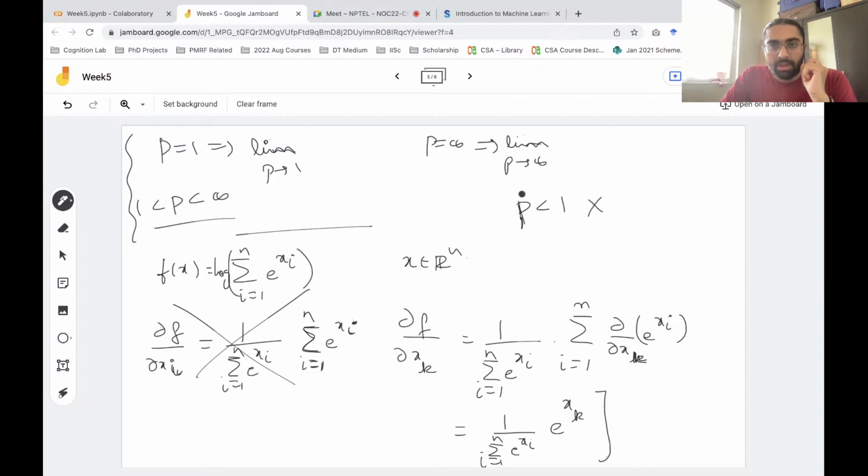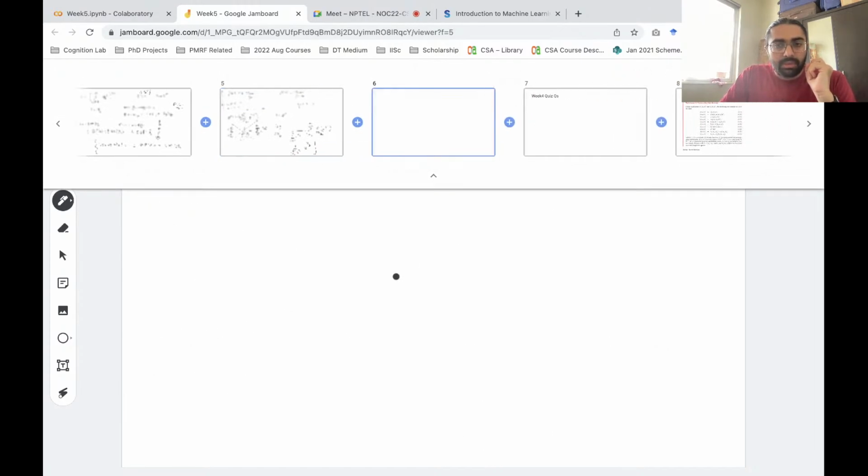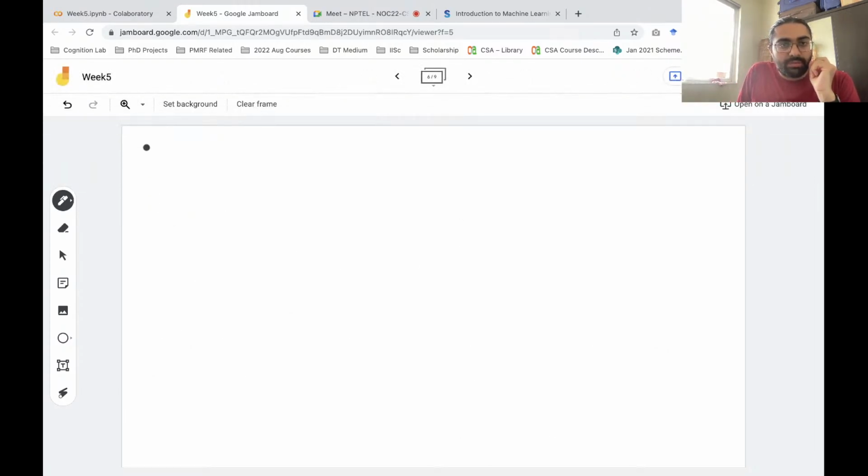Okay, so this is the first derivative. The second derivative, when you take with two approaches, right? So ∂²f/∂xk² is one thing, and ∂²f/∂xj∂xk is the other.